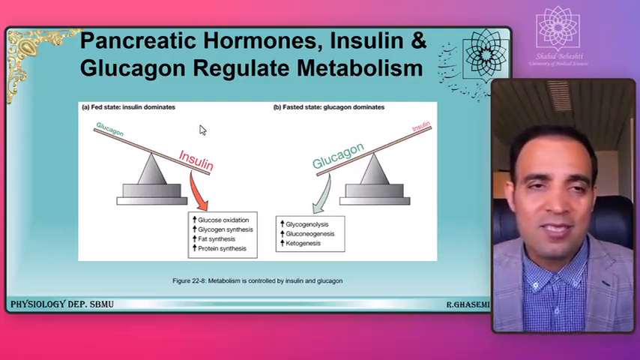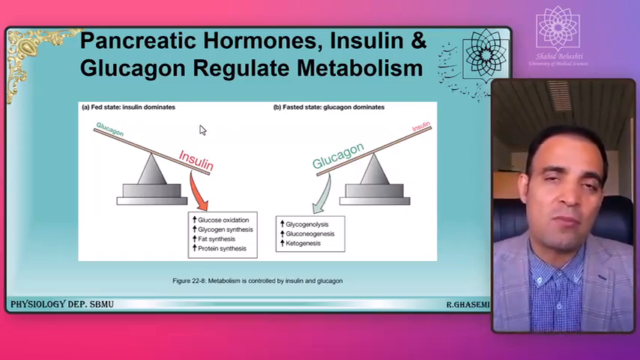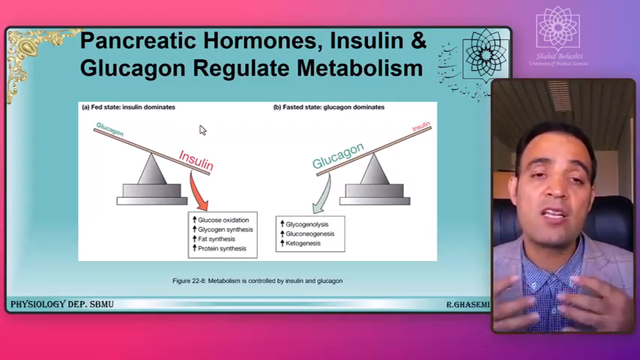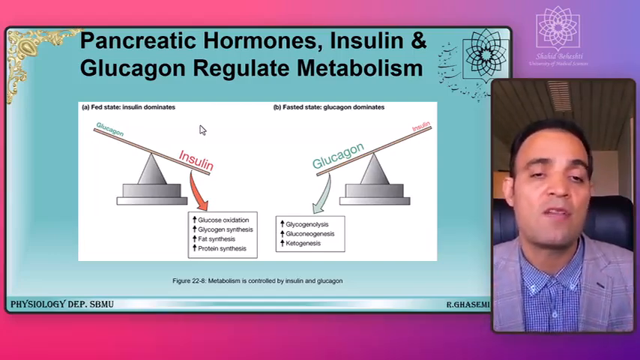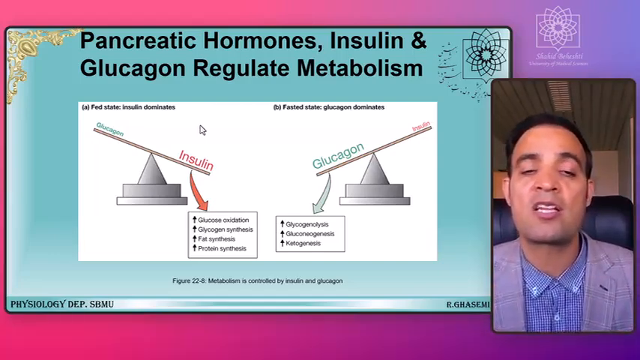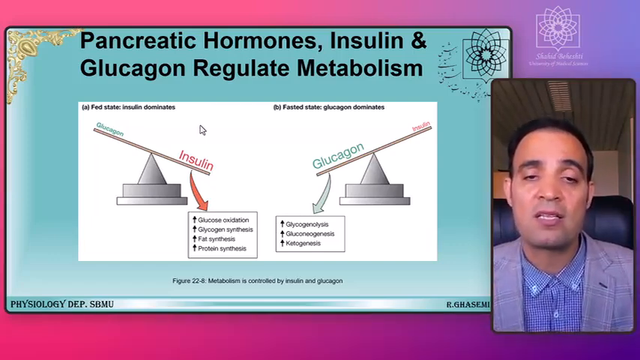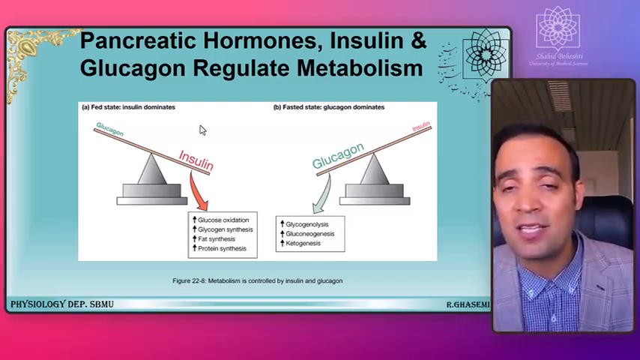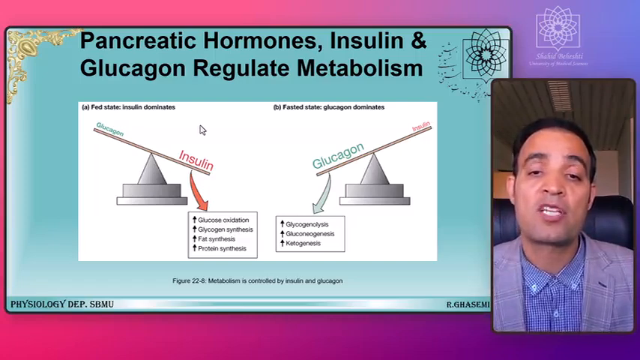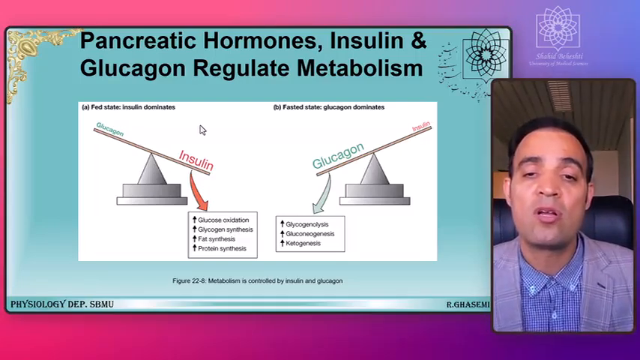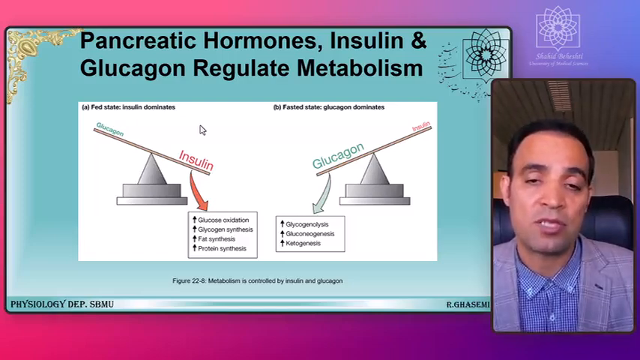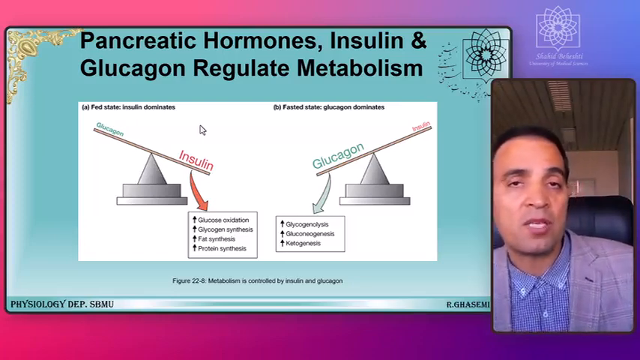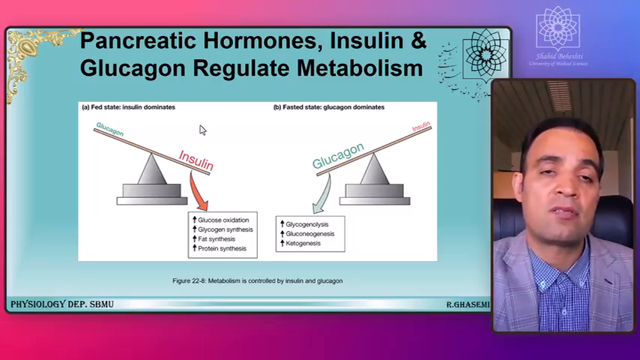And this is showing the balance that we have between the different states of insulin and glucagon. In the fed state, because we have high glucose available, insulin will dominate. We have higher glucose oxidation, higher glycogen synthesis, higher fat deposition, and higher protein synthesis. But during the fasting state, glucagon will dominate. Therefore, gluconeogenesis will increase, glycogenolysis will increase, and ketogenesis also will increase. And the insulin effect will be a little decreased.